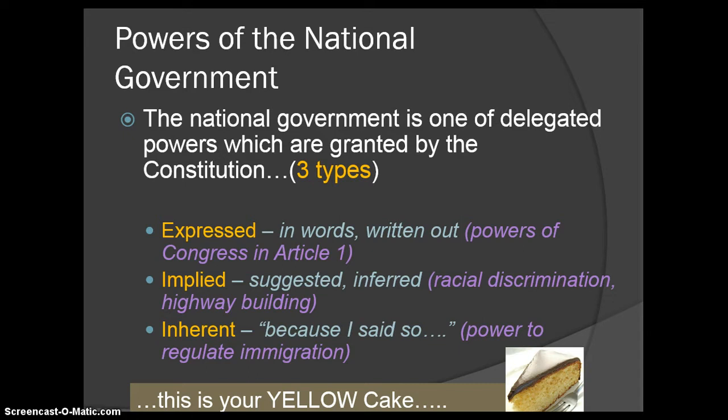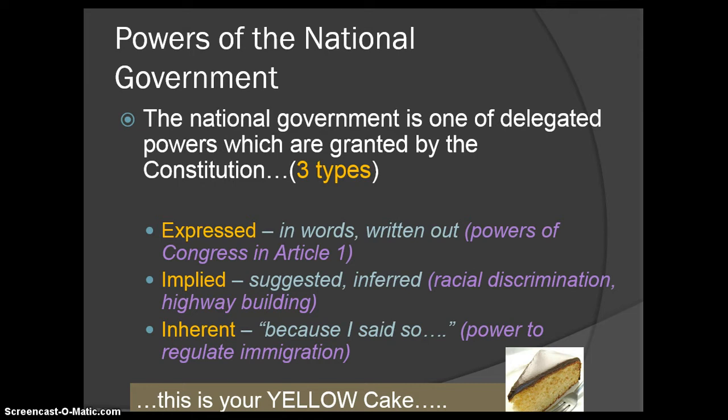Implied powers are suggested or inferred. These powers of the national government would be things like racial discrimination. Racial discrimination is only addressed a few times in our amendments of the Constitution. Therefore, it is implied that discrimination is wrong, and that states and the national government should do what is necessary so that discrimination does not occur.